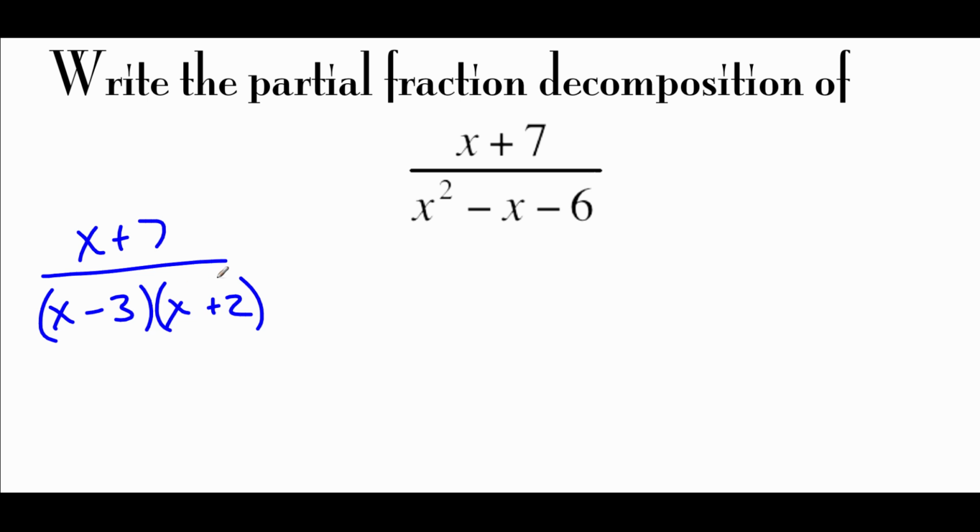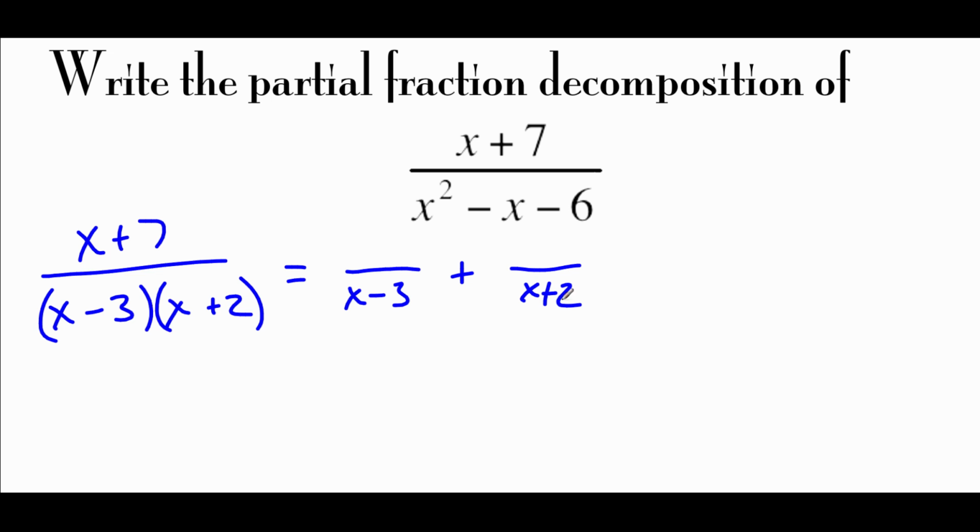So now we're going to start splitting up this fraction. What we're going to do is make a separate fraction for each of these factors. So x minus 3 is going to go on the bottom of one of our fractions, and x plus 2 is going to go on the bottom of the other fraction. Now what we need to figure out is what's going to go on top of each one of our fractions.